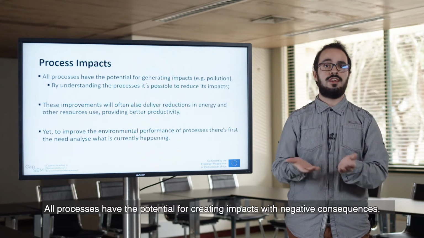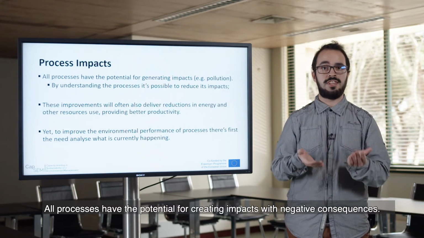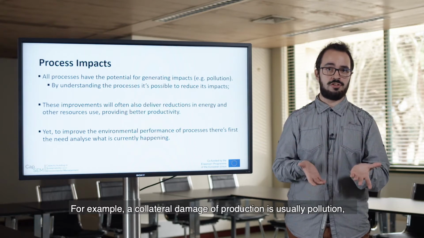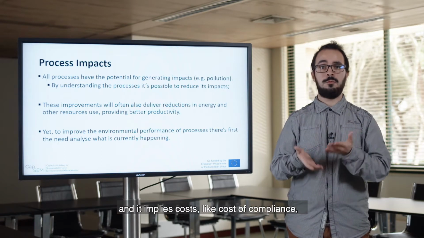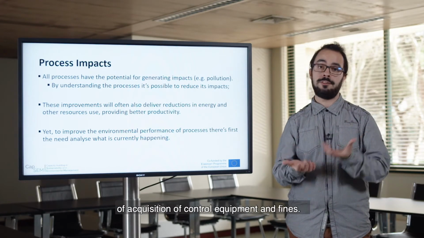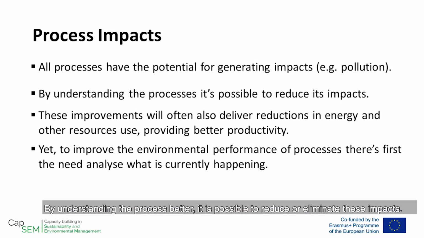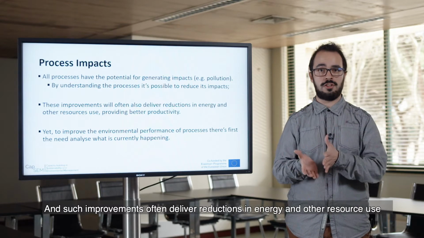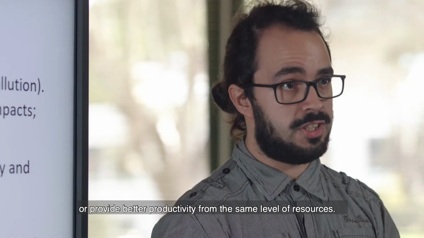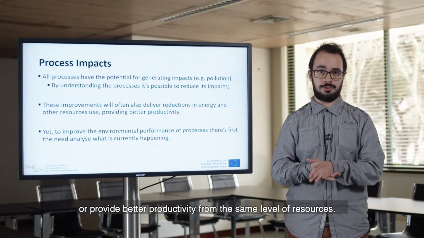All processes have the potential for creating impacts with negative consequences. For example, a collateral damage of production is usually pollution, and it implies costs like costs of compliance, of acquisition of control equipment, and fines. By understanding the process better, it is possible to reduce or eliminate these impacts, and such improvements often deliver reductions in energy and other resource use, or provide better productivity for the same level of resources.